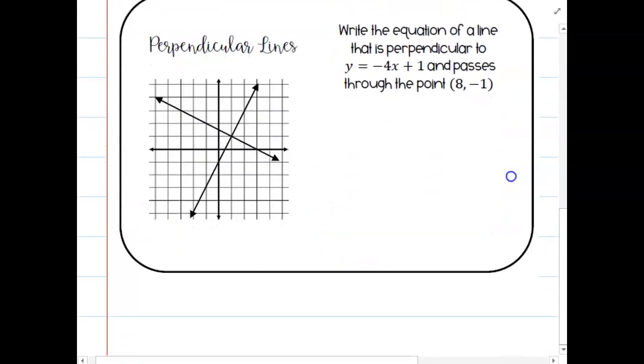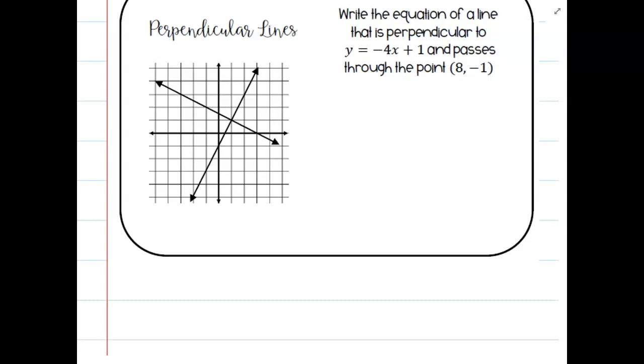Now, we also have perpendicular lines. Just like when you're not in the coordinate plane, perpendicular lines intersect at a right angle. But there's something special about perpendicular lines. Anybody remember from last year? Their slopes are opposite reciprocals.